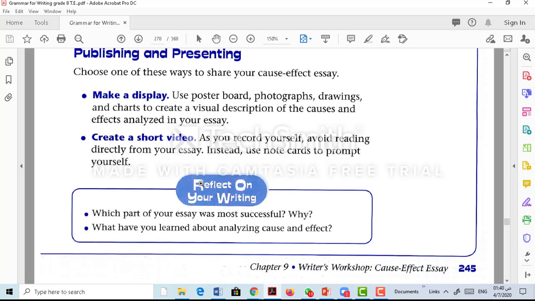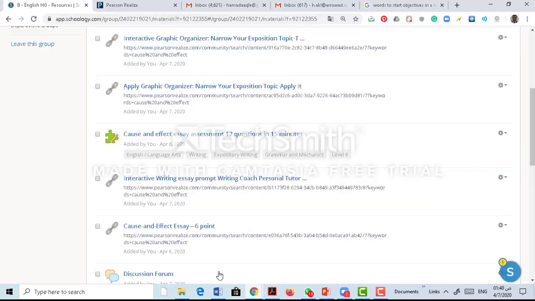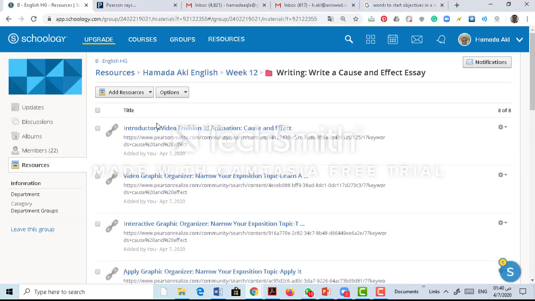The last thing is how to reflect in your writing. This is what you need to write in your discussion forum. Now let's go to the core of the lesson. When you open week 12, you will find a lot of activities that you have to go through. The first one is the introductory video.